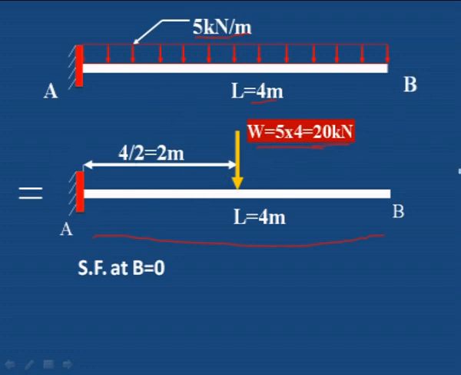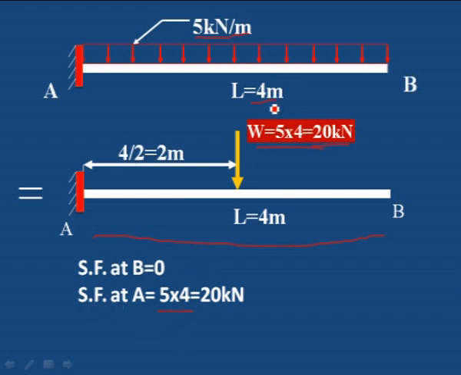Now shear force at B. If it is converted into the point load, definitely no load is acting at B. Therefore shear force at B is equal to 0. Shear force at A. Here 2 points are there, one is B and another is A. Shear force at A is 5 into 4. Why is it 5 into 4? Because the total load acting from A to B is 5 into 4, that is 20 kilonewton. That is the shear force at A.